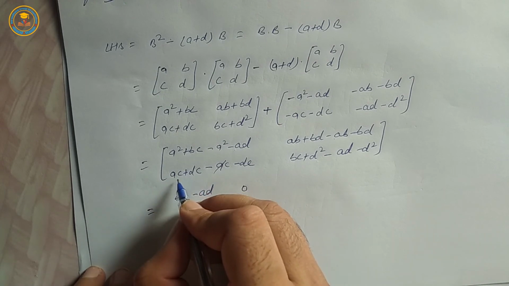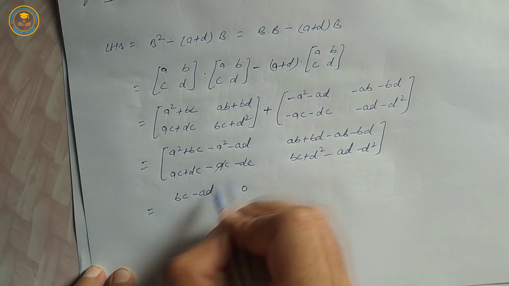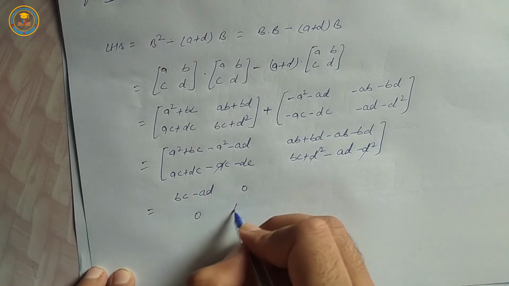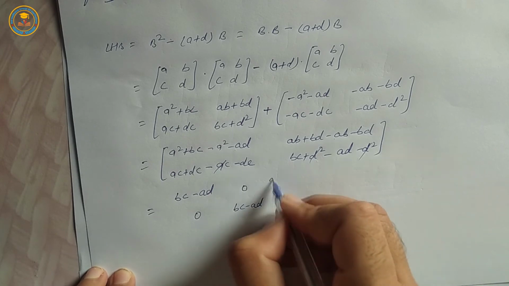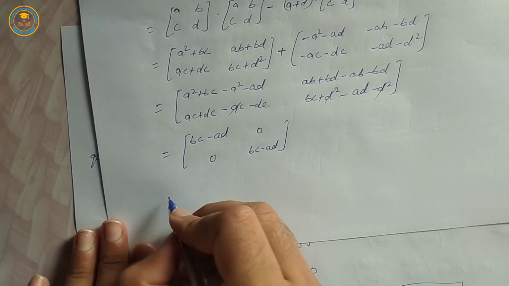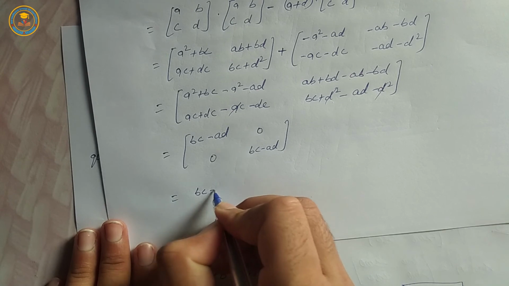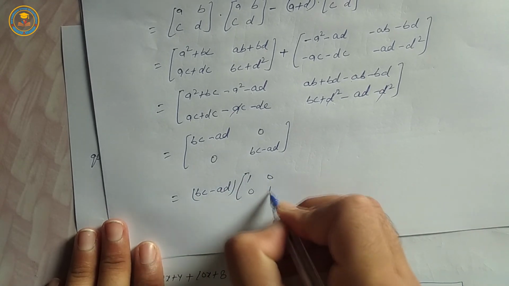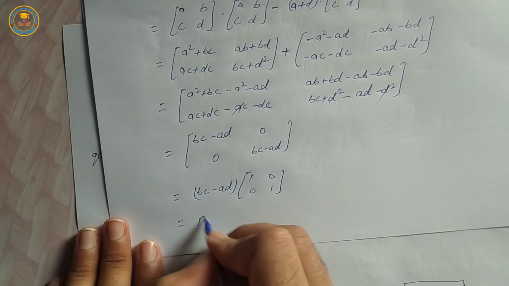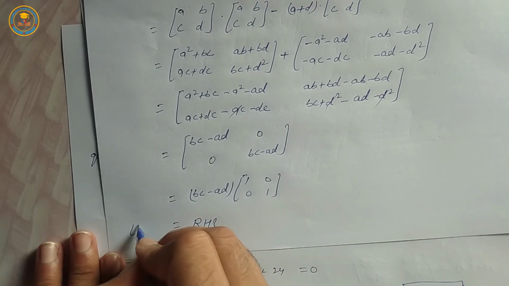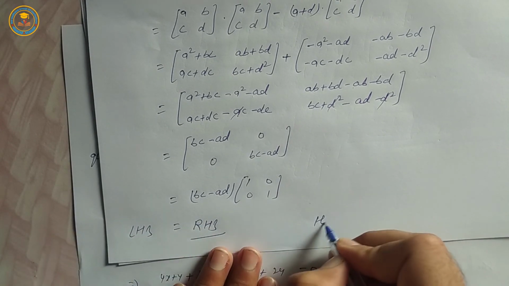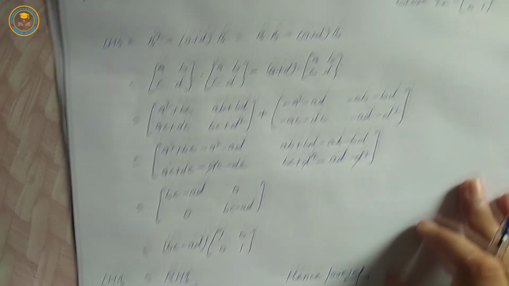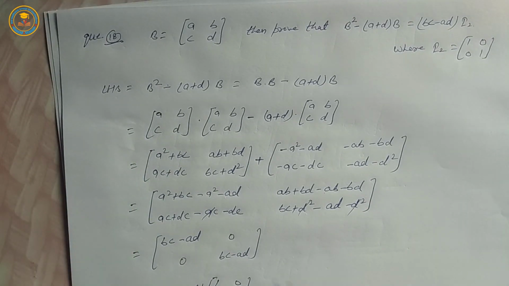AC cancel, DC cancel, it means 0. D square cancel, it means BC minus AD is equal to (BC minus AD) into matrix [1 0; 0 1]. Right side. It means left is equal to right. Hence proved. Okay. Question number 18 complete.